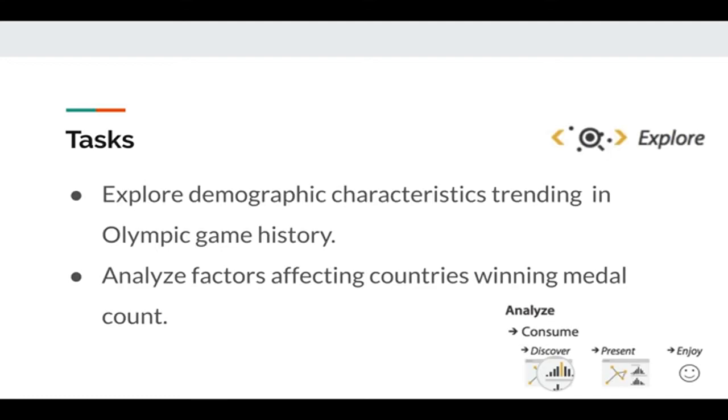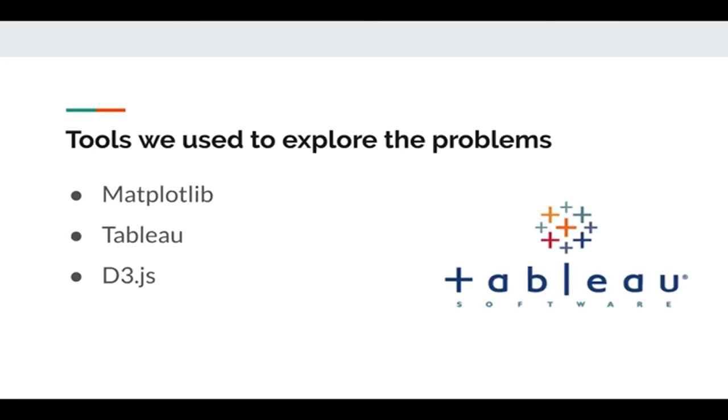There are a lot of interesting tasks we can perform with the dataset, but for this project we will mainly focus on two. The first one is to explore the demographic characteristic trends in Olympic game history, and the second is analyzing factors affecting countries' winning medal counts. The tools we'll be using in this project are Matplotlib, Tableau, and D3JS for some dynamic visualization.